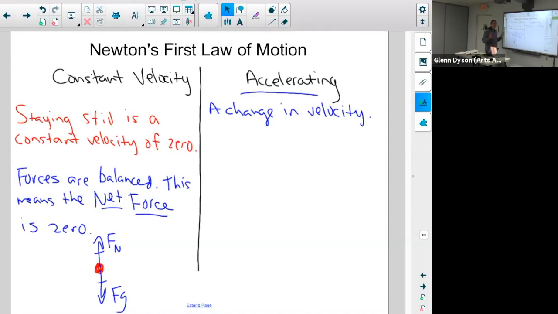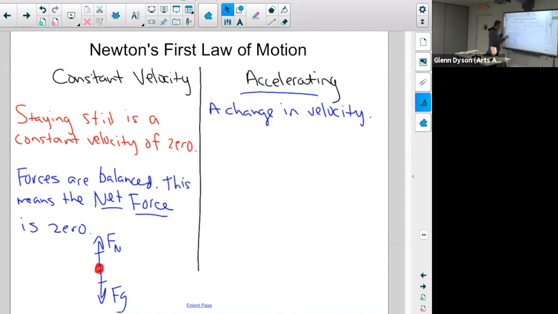Okay, so again, saying that the net force is 0 is not the same thing as saying there's no forces acting on an object. What it's saying is that all the forces put together are balanced and they come out to an answer of 0. The net force is 0.